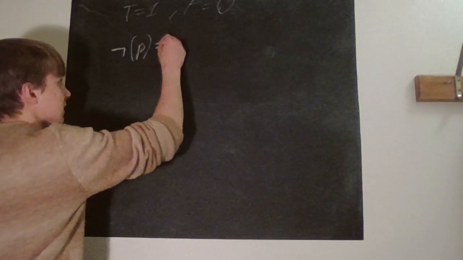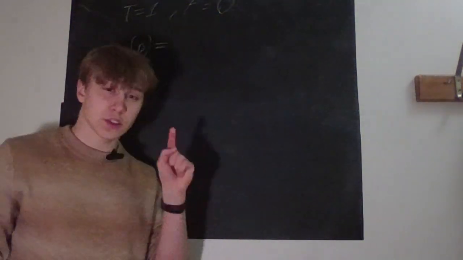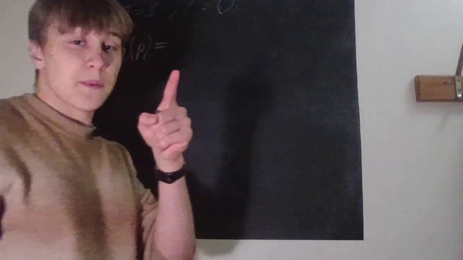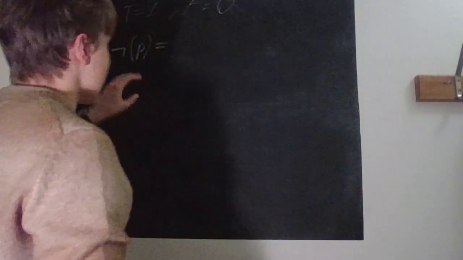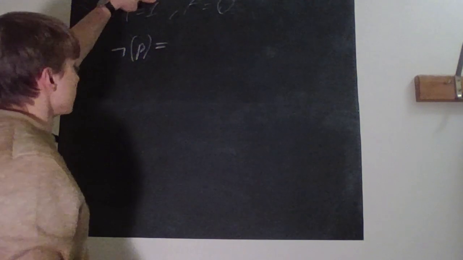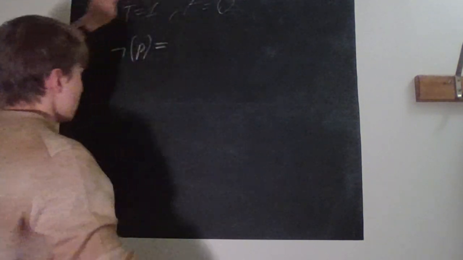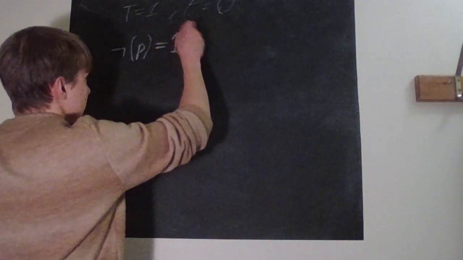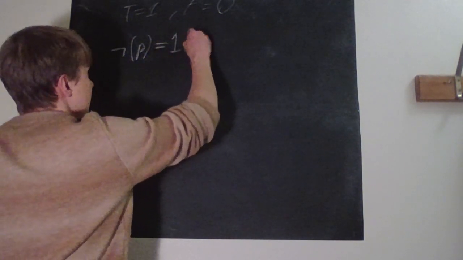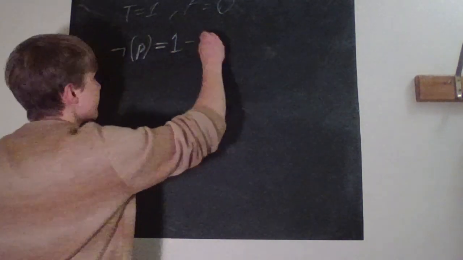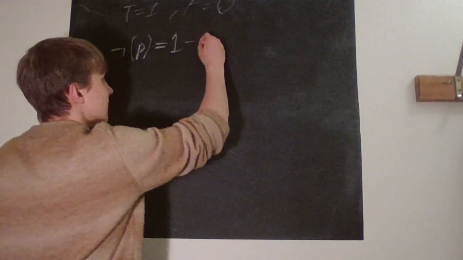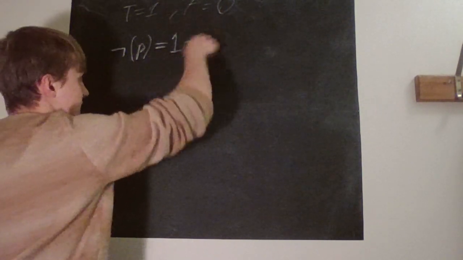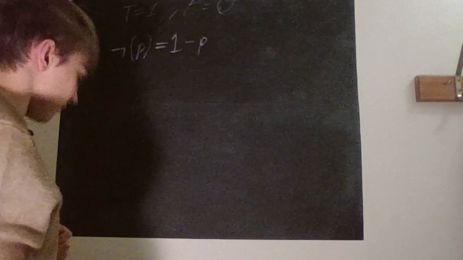What is this? Okay, so if we have the logical negation of a true statement, that's a false one, and the logical negation of a false statement is a true one, meaning that we want a function that takes in 1, spits out 0, and takes in 0, spits out 1. The most simple function that satisfies these conditions is just 1 minus p. So if we have a 0 here, we get a 1. If we have a 1, we get a 0. So it just flips back.